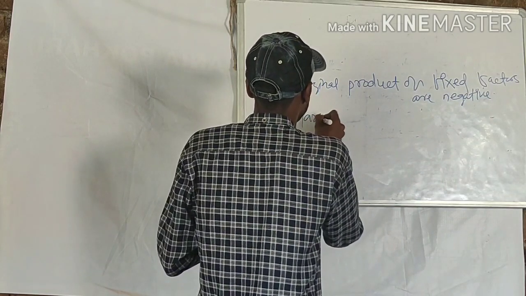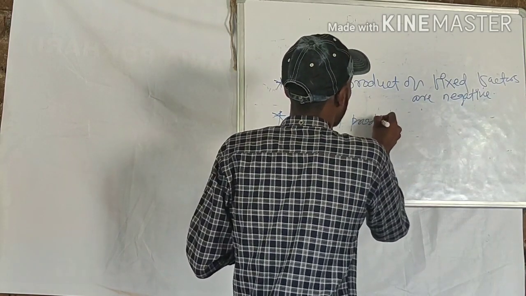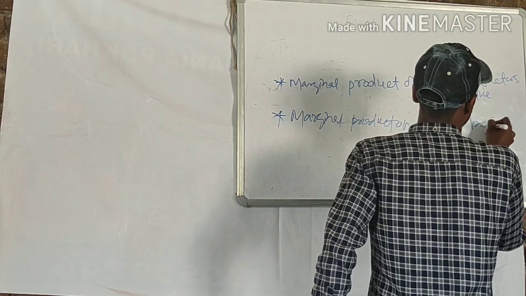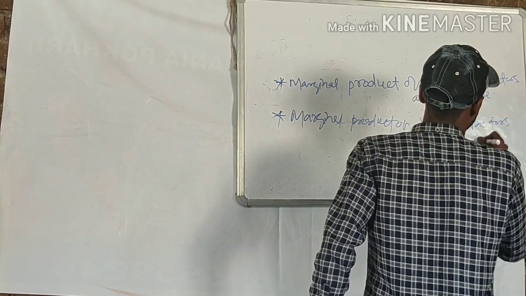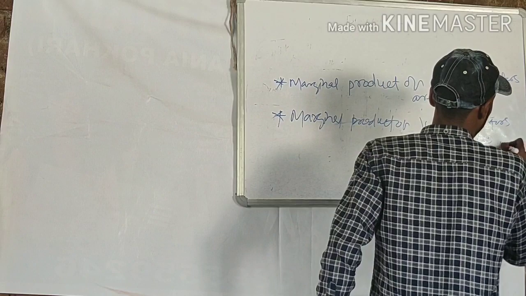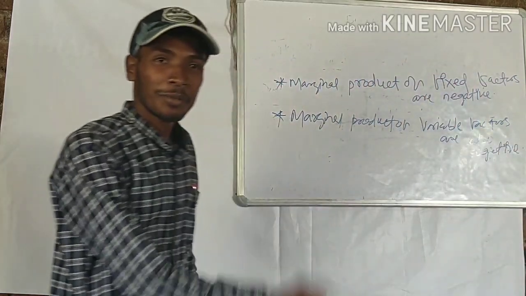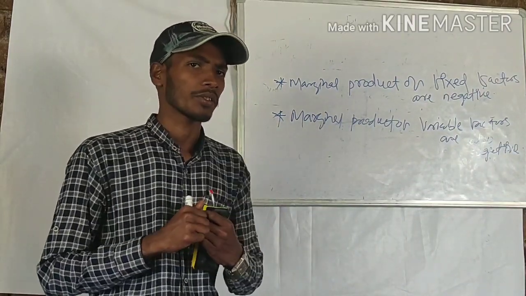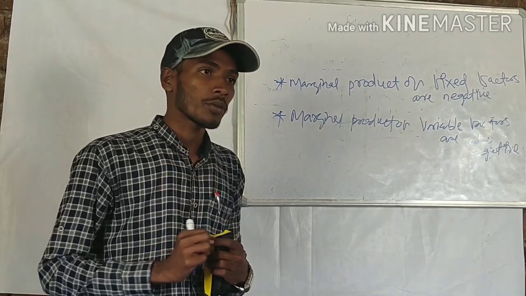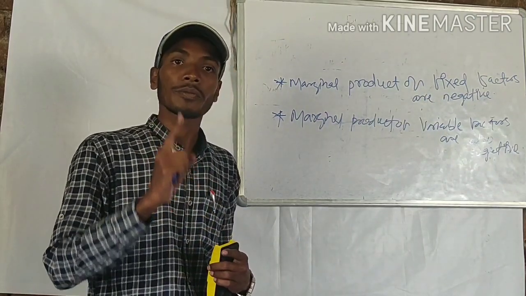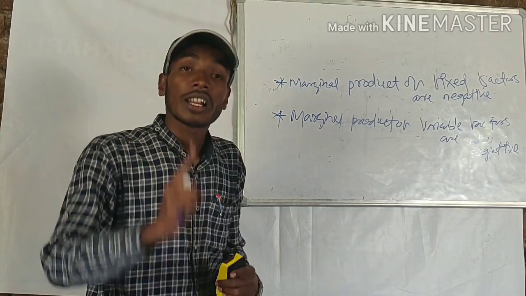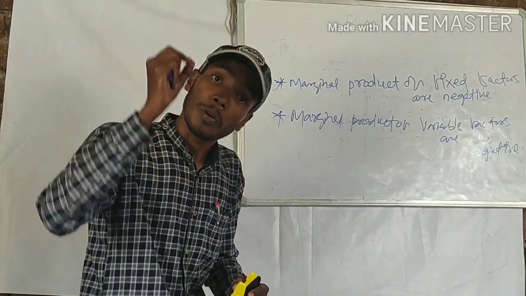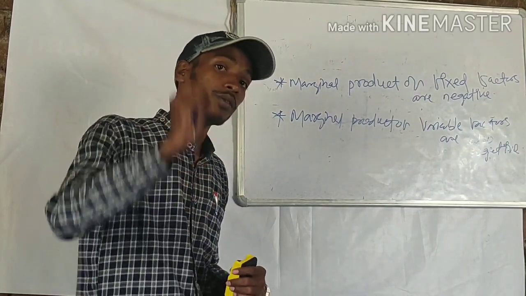Why? Because here the marginal product of variable factors is also negative. So due to these two reasons, a rational producer will not choose to produce. This is a very important question. And a rational producer always chooses to produce in the second stage because here the average product and marginal product decrease, but at a decreasing rate or positive rate. That's why a rational producer will choose the second stage.